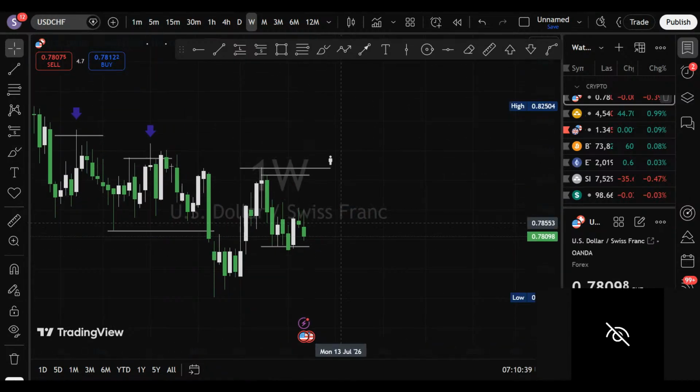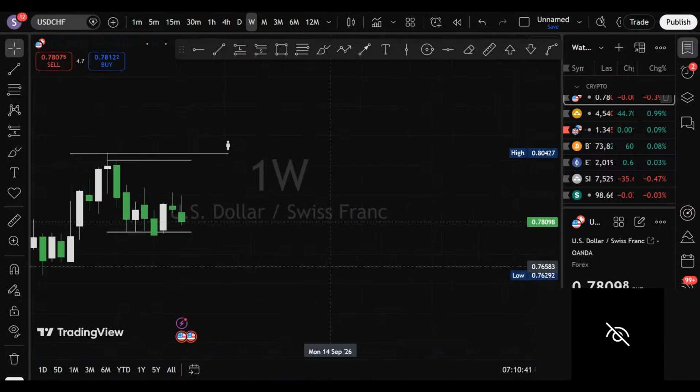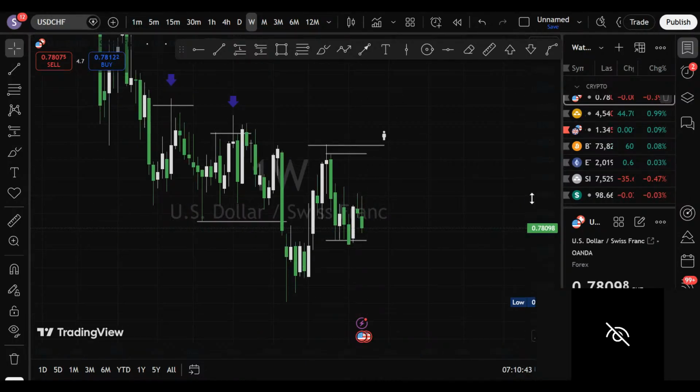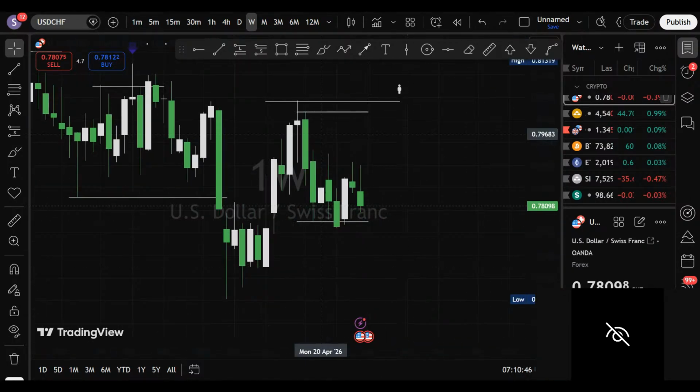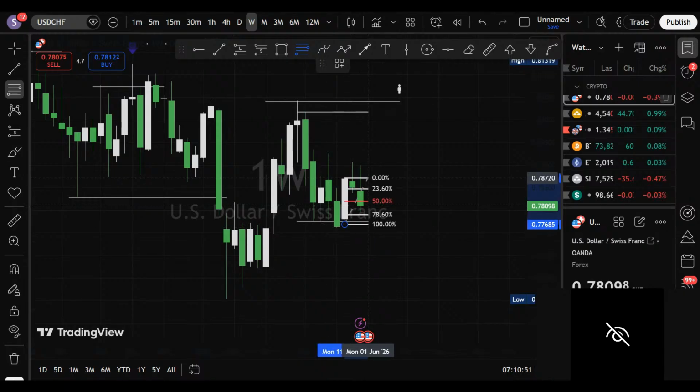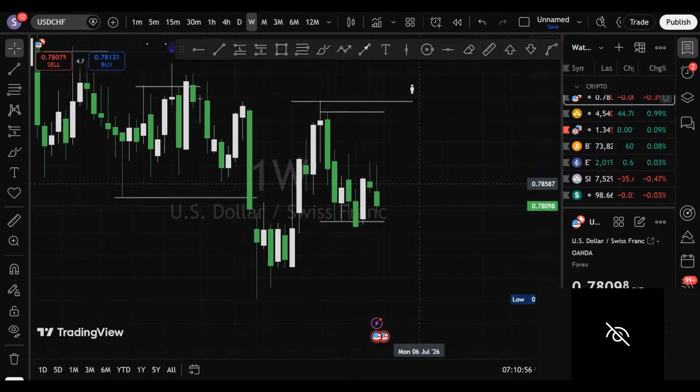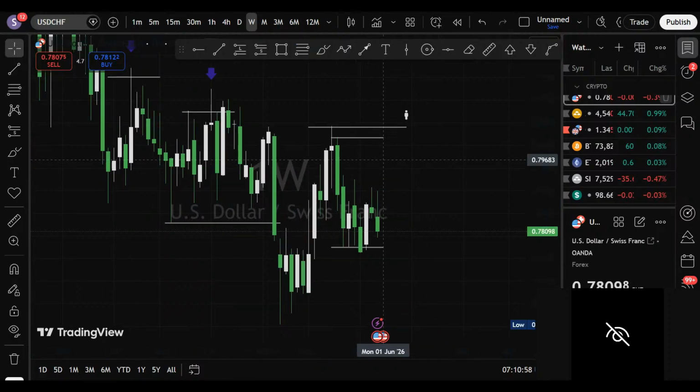This is the price action we have on the 1 week time frame. On the 1 week time frame, we are still respecting this bullish candlestick, this push to the upside, right? And price is already in the discount on the weekly time frame.